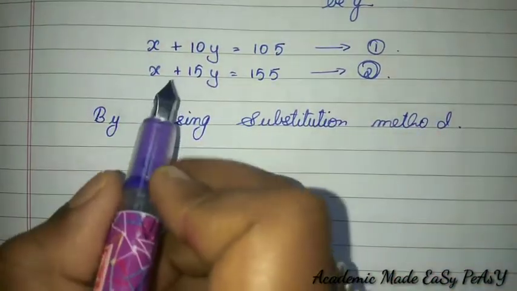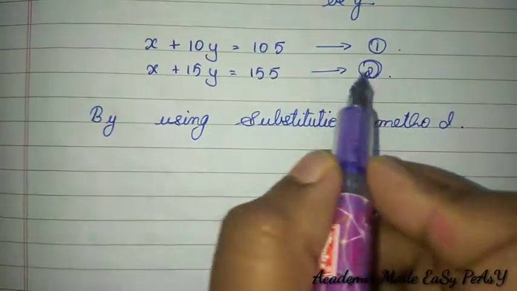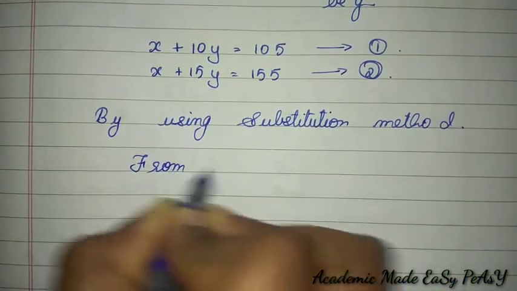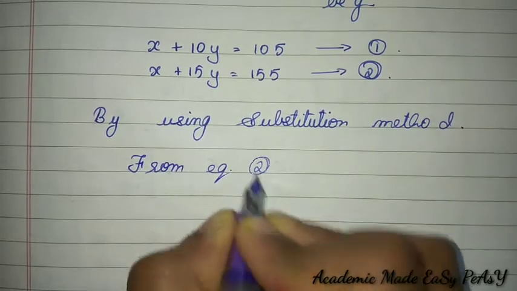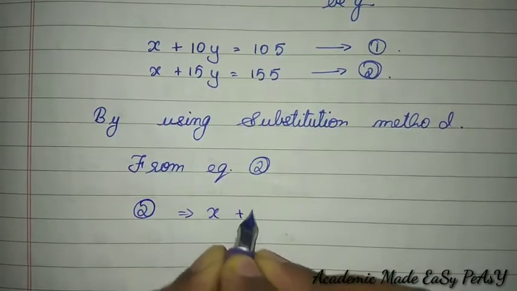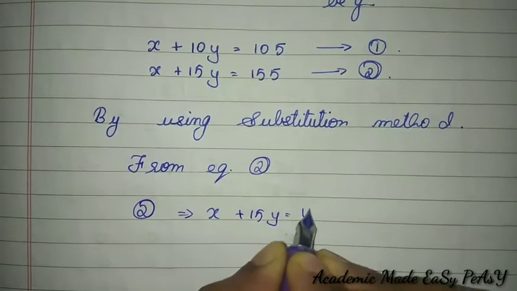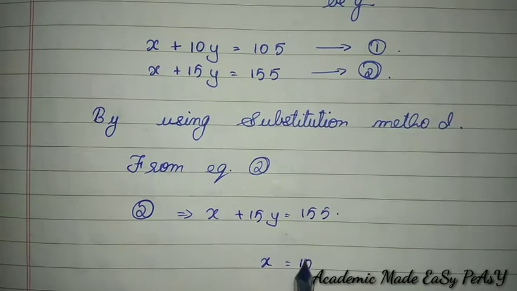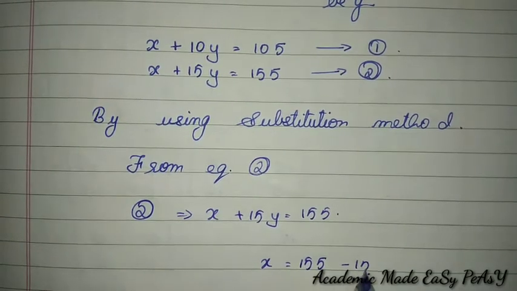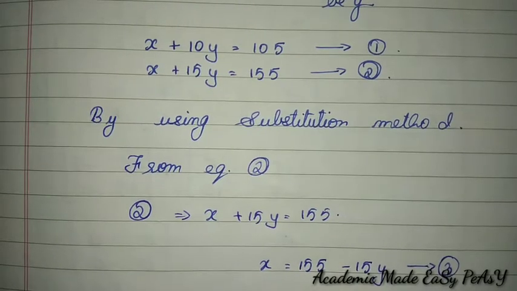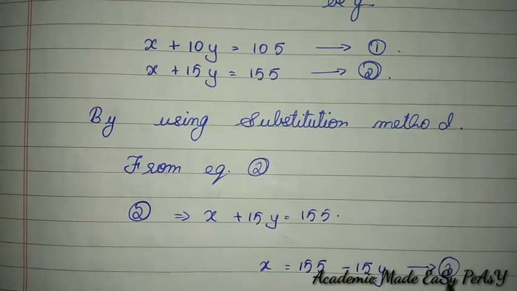So we will be taking any one of these equations now. Let me take equation 2. From equation 2, x plus 15y is equal to 155, so x is equal to 155 minus 15y. Let this be equation 3. Now I will be substituting equation 3 in equation 1.